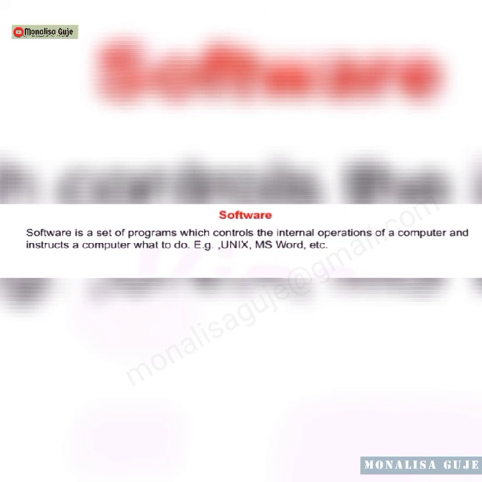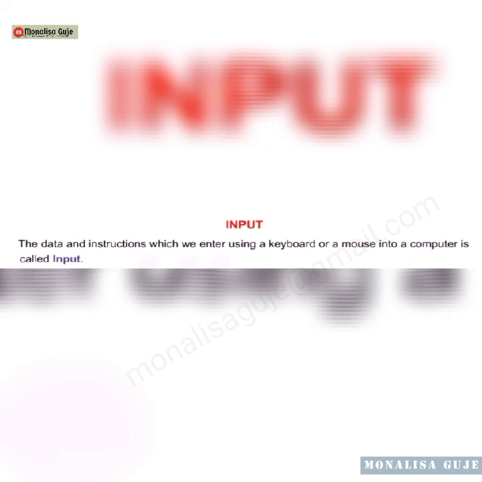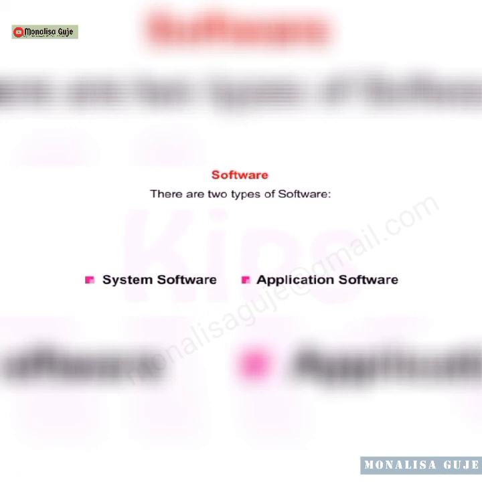Now the next one, define input. So what is input? We'll answer this question. The data and instructions which we enter using a keyboard or a mouse into a computer is called input. Next, that is the last question of the lesson. Name the 2 types of software. Very easy. System software and application software are the two types of software.